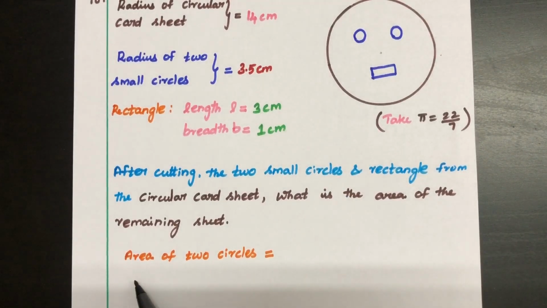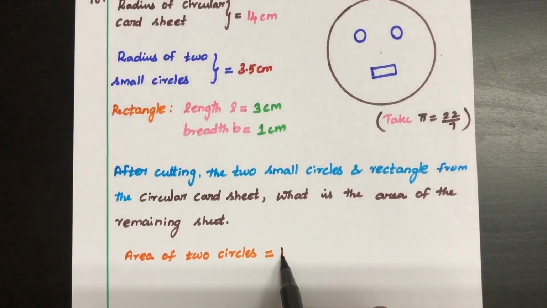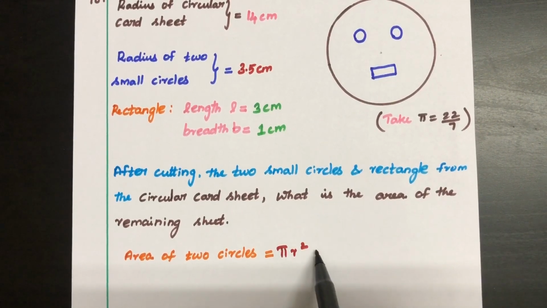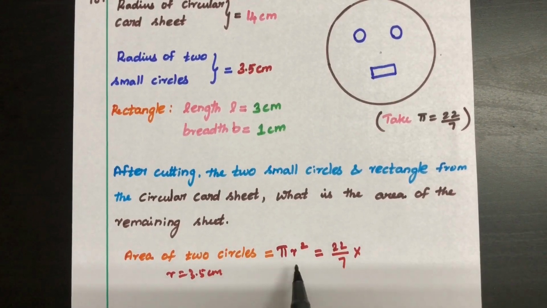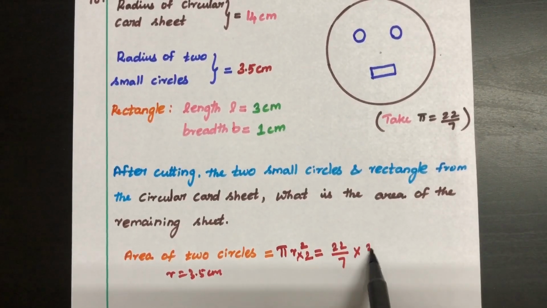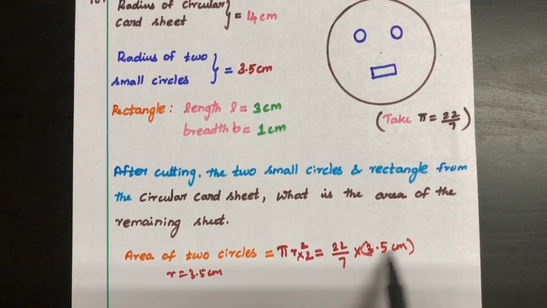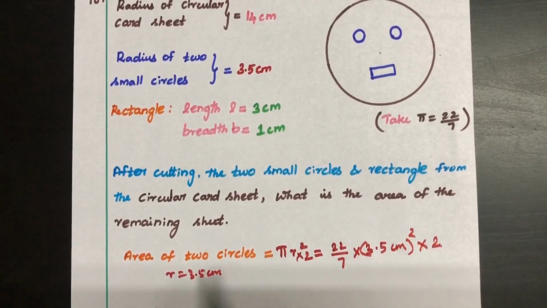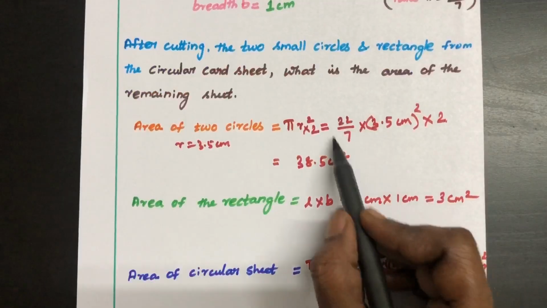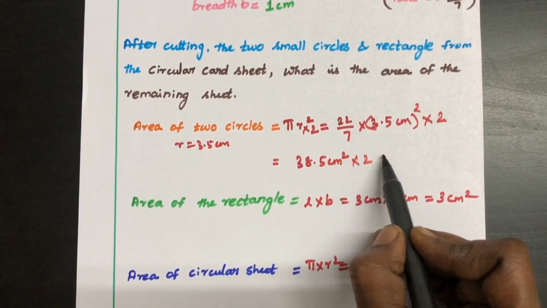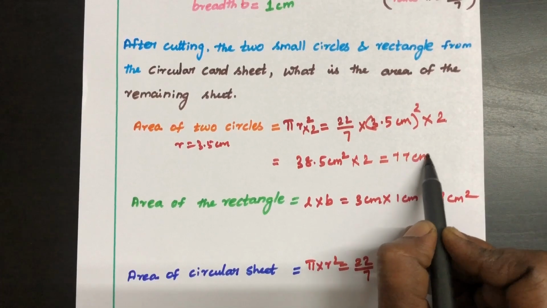Now we will do this. Area of the two circles. What is the formula? Pi r squared is the formula. The area of a circle is pi r squared, but we are doing this with two circles. So pi r squared into 2. It is for two circles. One circle's area is pi r squared. For the two circles, multiply it by 2. That's all. 22 by 7, 3.5 centimeter squared, times 2, because we are dealing with two circles. This is 38.5 centimeter square into 2. This gives us 77 centimeter square.